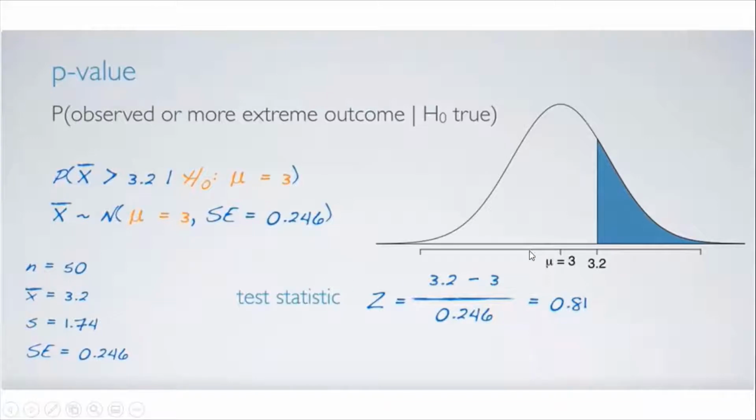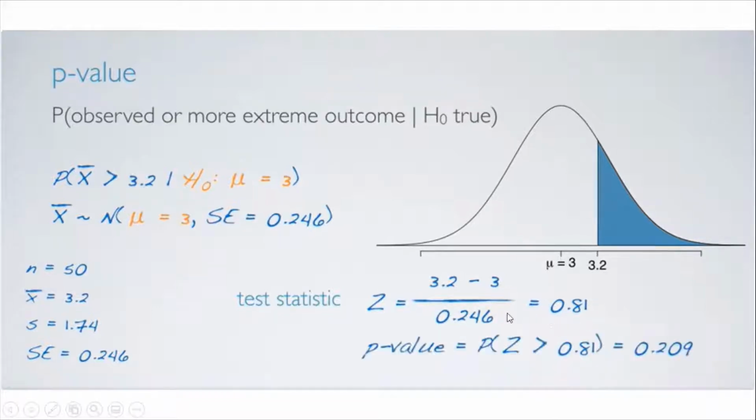So we calculate using the z-score, or what we call the test statistic. Okay, what is our observed value, which is 3.2? What is our mean, which is 3? And then we divide by the standard error. Now we got 0.81. So you can look at this. There is a z-score, so we can use the pnorm function in R to calculate this.